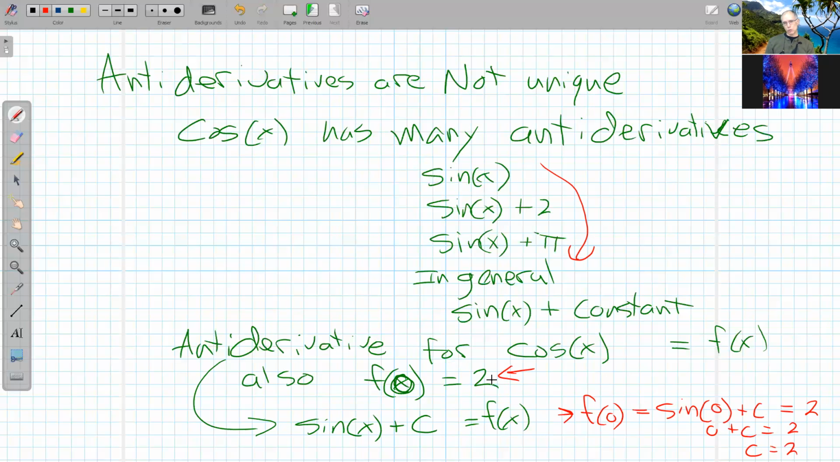And the value over here, that 2, that's not always the value of c. It just depends on the situation what it's going to end up being. So in this case, starting with cosine of x as the derivative of some function, and the original function had the point (0, 2), then that antiderivative has to be the sine of x plus 2. So I can figure out the missing constant. The only way to figure out the missing constant is to be given some other information about the function, in particular, a point.